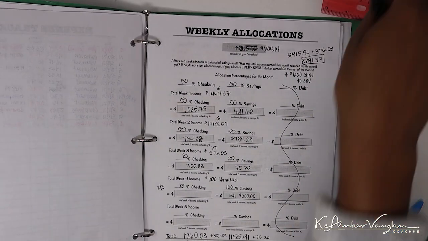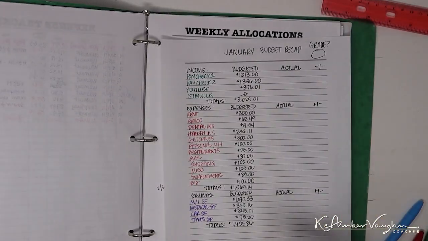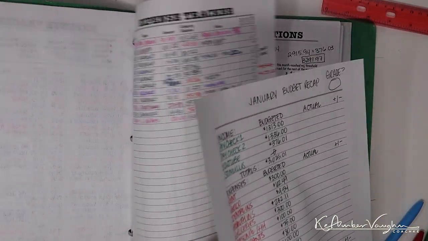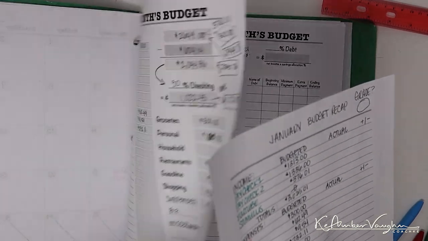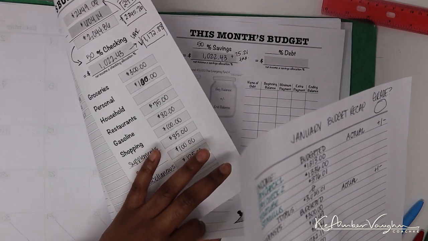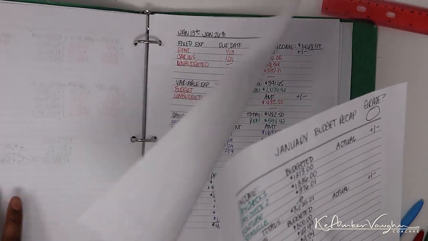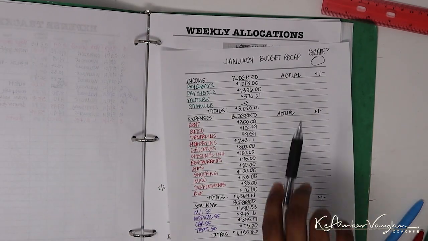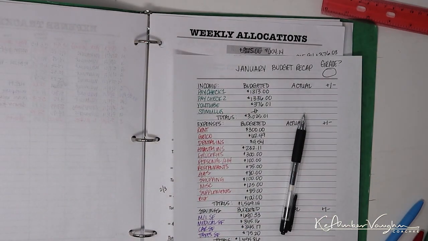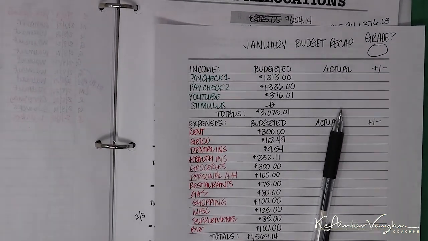So let's now go ahead and get this together. I'm gonna zoom y'all back in as well. I'm gonna go to my weekly allocations page because we're gonna do the income first.